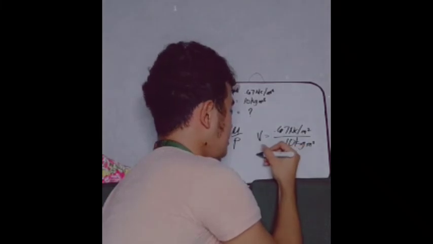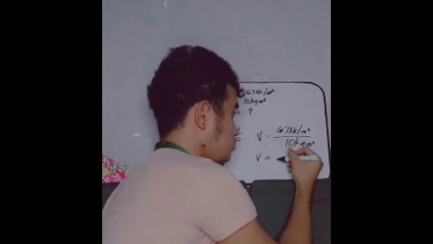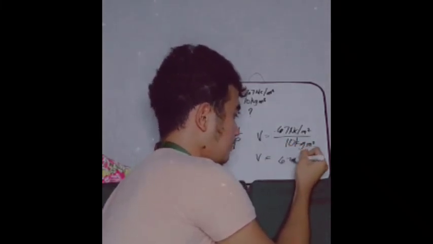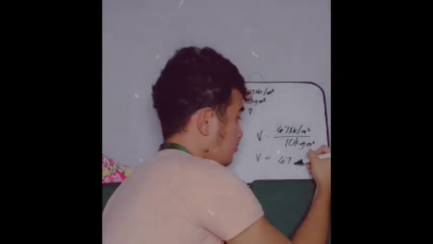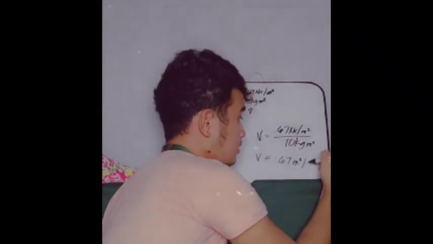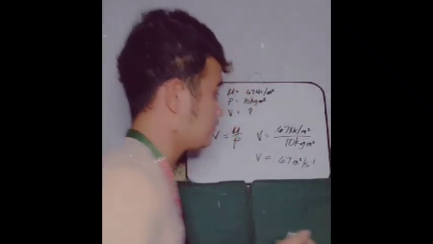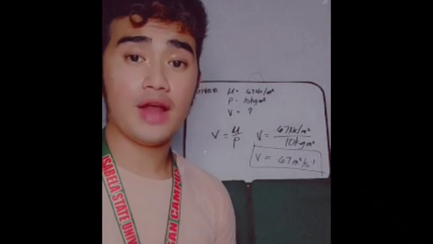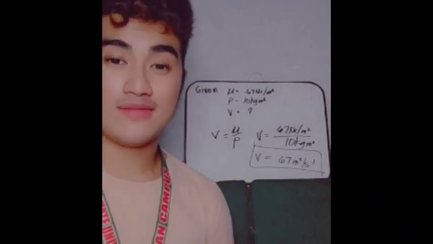So by the use of calculator, i-compute natin to. Kinematic viscosity is equals to 0.67 Newton second per meter squared all over 10 kg per cubic meter is equals to 0.067 meter squared per second. So yung kinematic viscosity natin is equals to 0.067 meter squared per second. So for problem 2, si Joyce naman ang mag-explain.